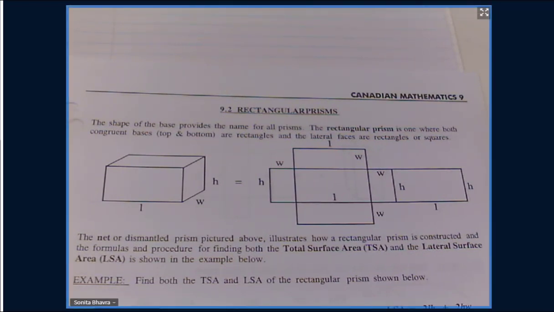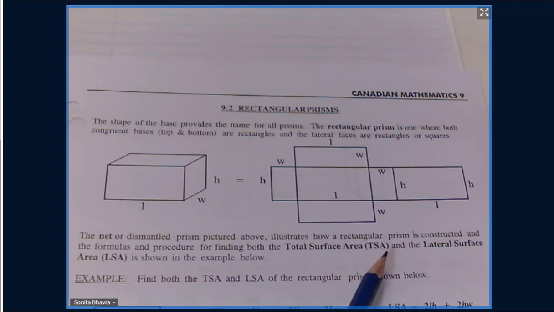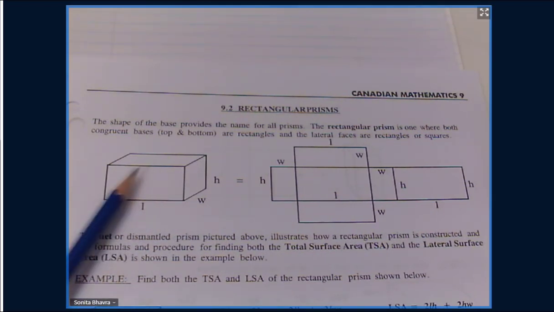Next, we can figure out the total surface area. It is shown as TSA, that's total surface area. Surface area means you are calculating the area of each face. Each face, so a rectangular prism would have 6 faces, and therefore you would calculate the area of those 6, add them together to get total surface area.